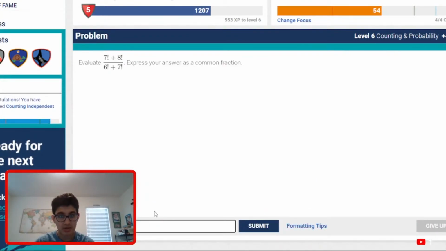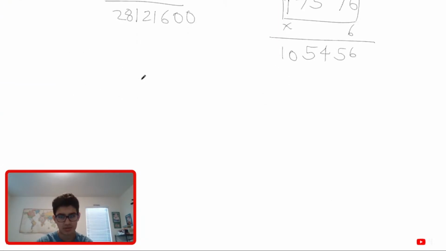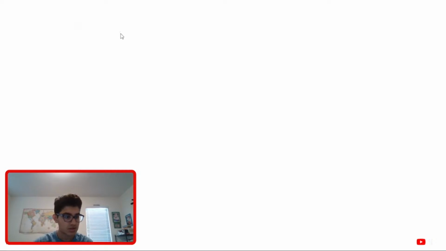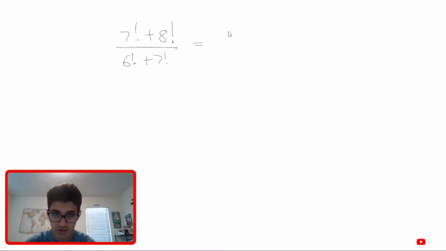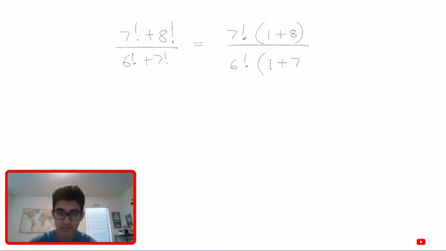Express this as a common fraction. So here we have 7 factorial plus 8 factorial divided by 6 factorial plus 7 factorial. So obviously we don't want to actually evaluate all of this stuff. So we can take out a 7 factorial. We get this. In the denominator, we take out a 6 factorial and we get this. Now this cancels with this to give us just 7 in the numerator. So now we have 9 times 7 over 8, which is simply 63 over 8.